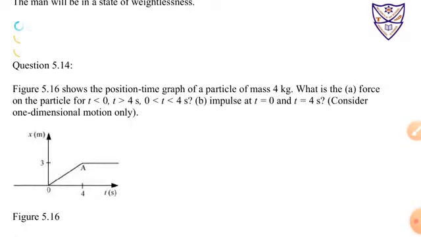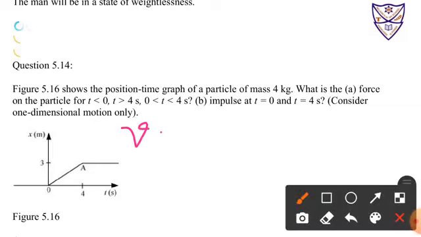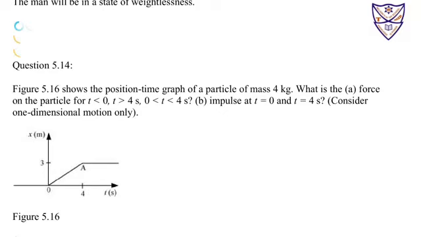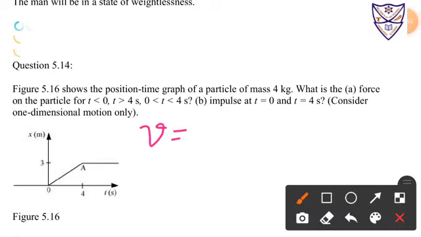As we can see in this figure, from 0 to 4, distance is directly proportional to time, which means the velocity for 0 to 4 seconds is constant, right? So here again I am writing velocity is equal to constant.